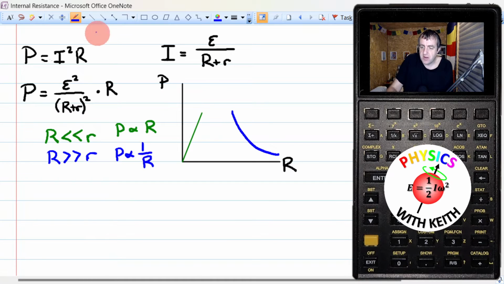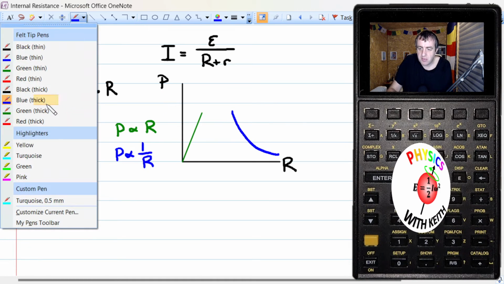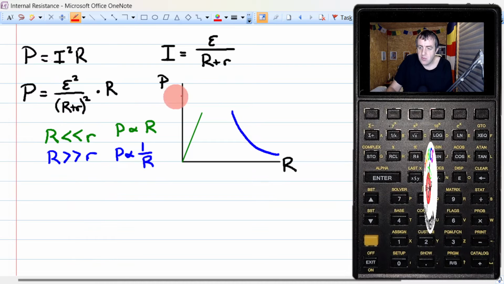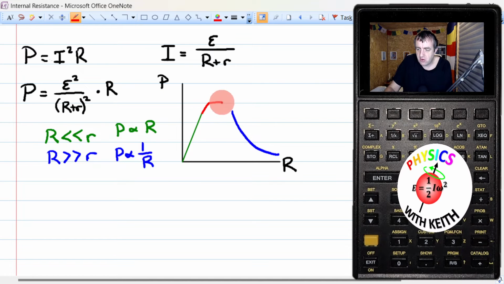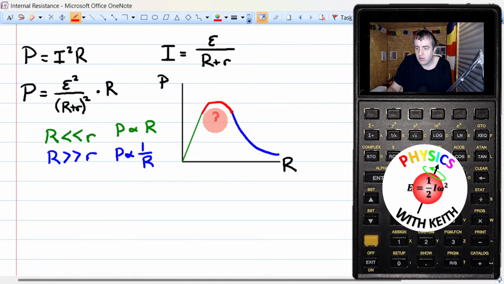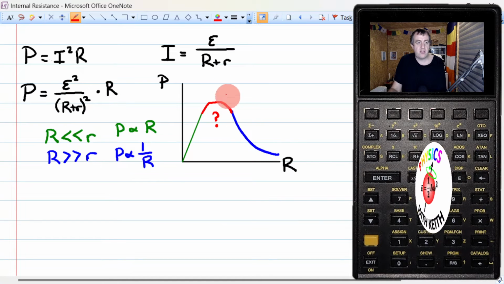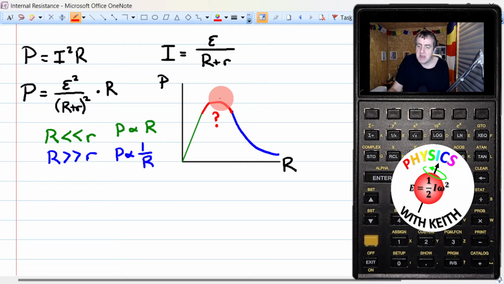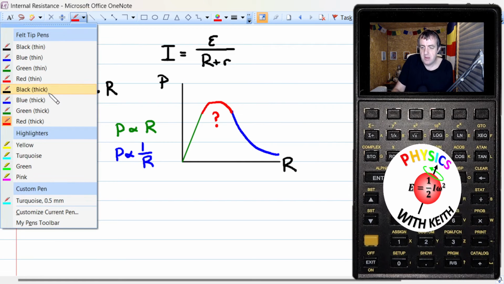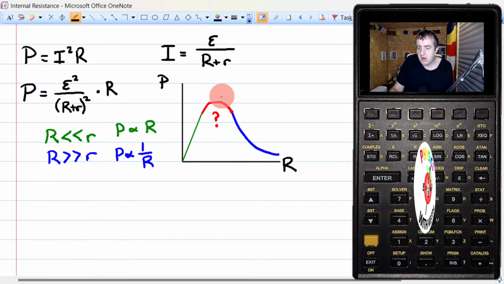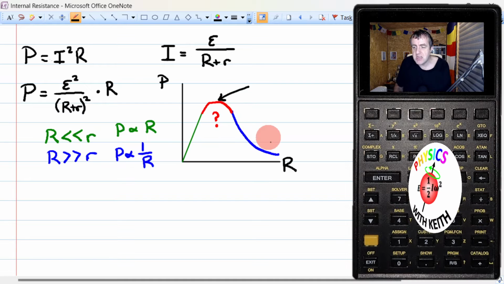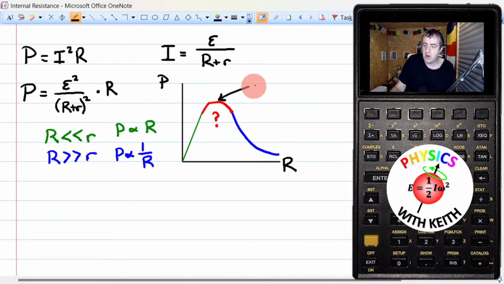Now, these are my two functions. They have to join up somewhere, and I don't know where they join. There's some sort of function like this, and I don't know what's going on with this part of the graph. It's complicated, it's that equation, but it's going to look something like this, which means there's a maximum. And this is important, because there's a maximum, the gradient at that point is equal to 0.